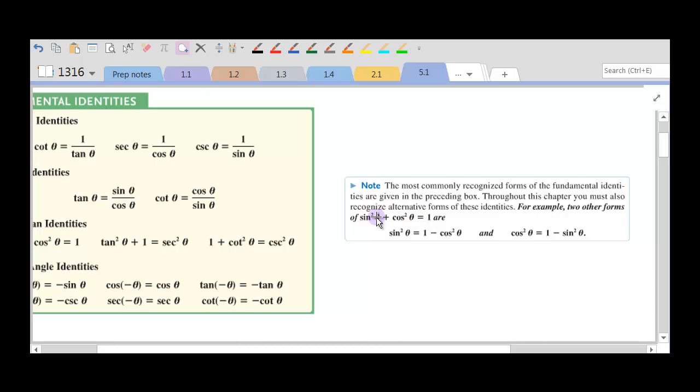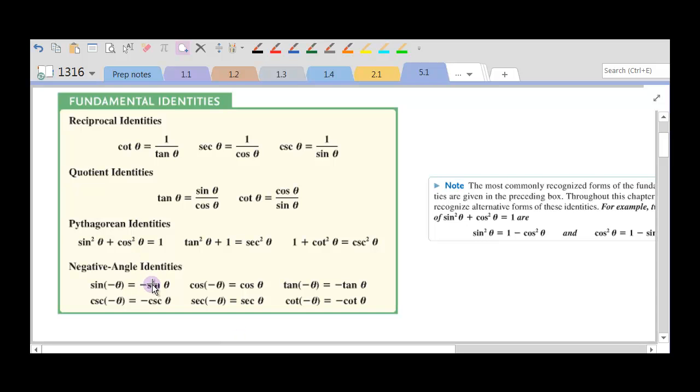Understand that when I have an identity, I can also rewrite it to serve the purpose I need. So for example, if I'm looking at the Pythagorean identity that says sine squared theta plus cosine squared theta is equal to 1, and I want to rearrange that identity so sine squared theta is on the outside, then I would just subtract cosine squared theta from the right-hand side, and I have created an identity that I can use for a different purpose. I'm still going to use the identity, but maybe I just need it in a different form. Now, the last set of identities on here are the negative angle identities.